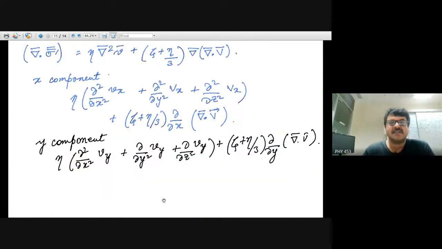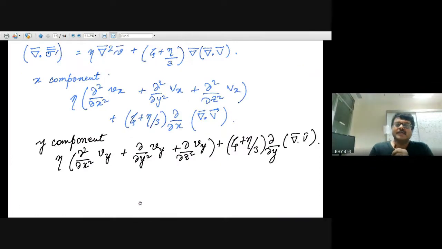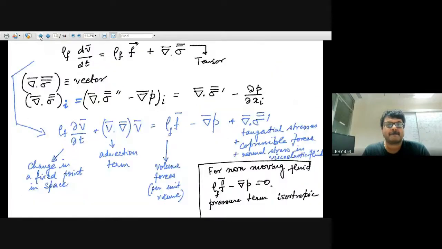So those 2 terms essentially comprise this, because in both you have del Vx del x, del Vy del y, del Vz del z. But this comes with eta and this comes with zeta. So this is bulk and this is dynamic viscosity. So basically here I have further broken it down and written the x component and the y component. And if you have done that, then you know essentially how to write down this expression.